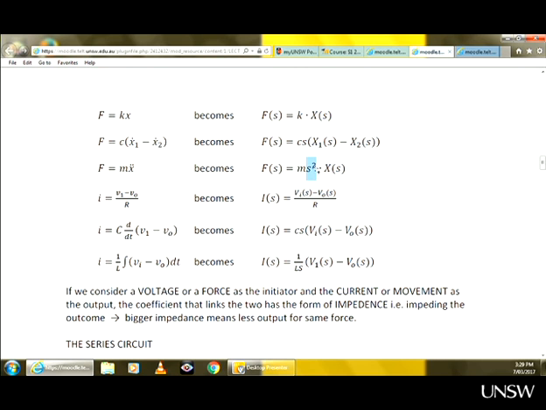Now, this means that you can think of the stiffness of the spring, K, as impedance; Cs as the impedance of a viscous damper; and Ms squared as the impedance of a mass, or inertia.